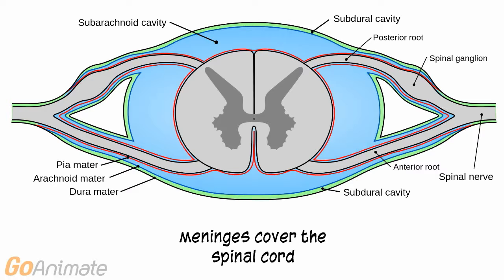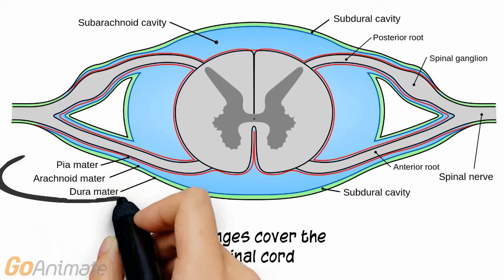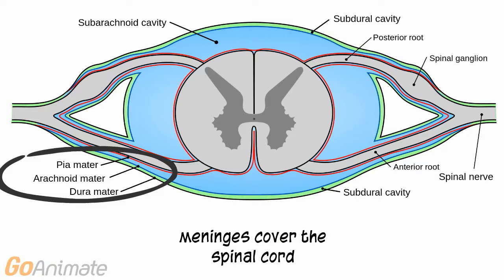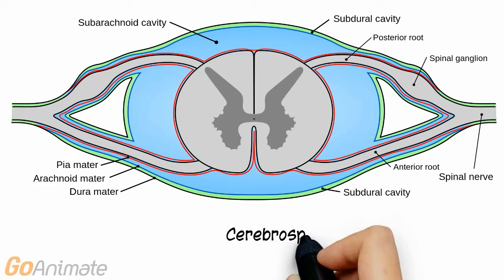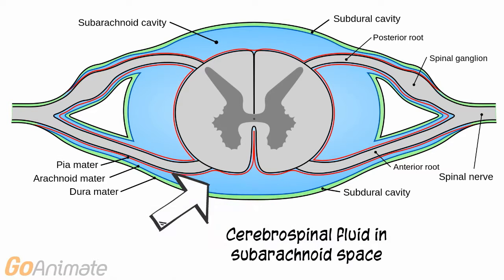The spinal cord is covered by the meninges. There are 3 layers to the meninges. The outer layer is a tough fibrous layer called the dura mater. Inside of the dura mater is the arachnoid mater. The pia mater contacts the surface of the spinal cord. There is a space between the arachnoid and pia mater called the subarachnoid space, which is filled with cerebrospinal fluid.